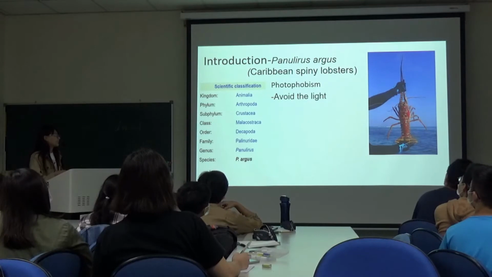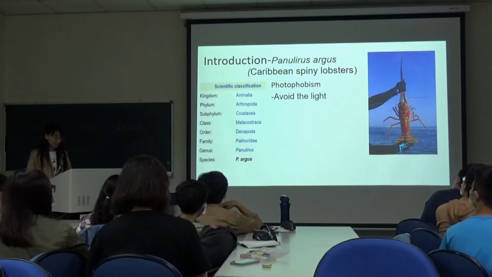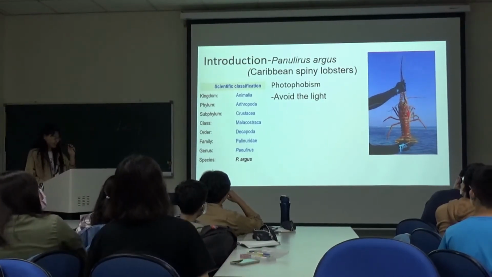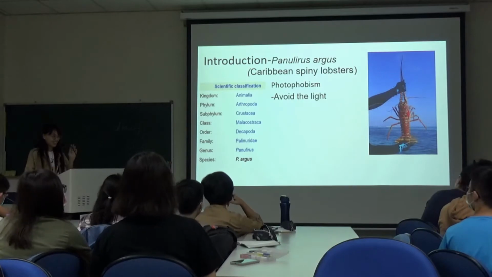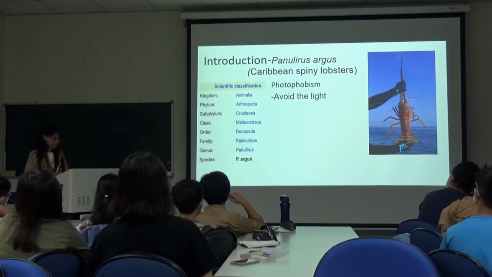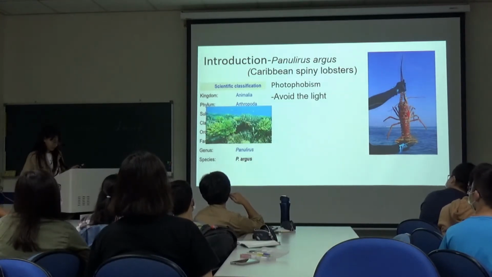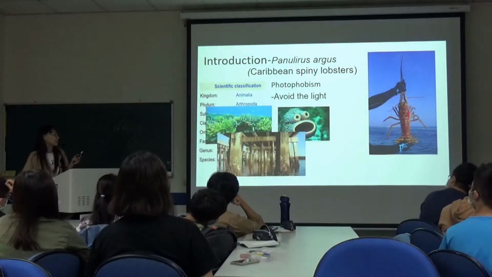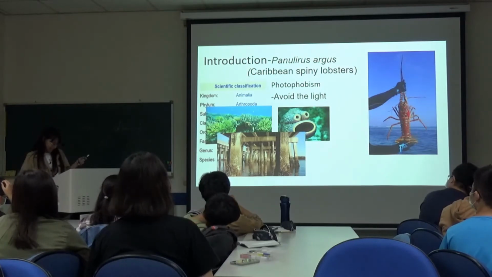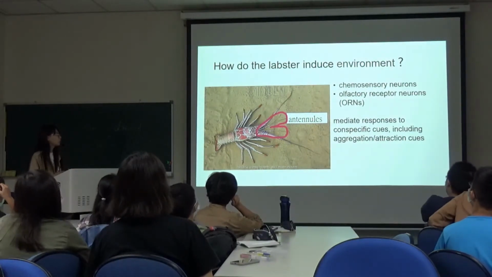The lobster has a specific characterization: it has photophobism, which means it will avoid the light, so it prefers to take cover in coral reef, sponges, and the roots of mangroves. And how does a lobster sense the environment?